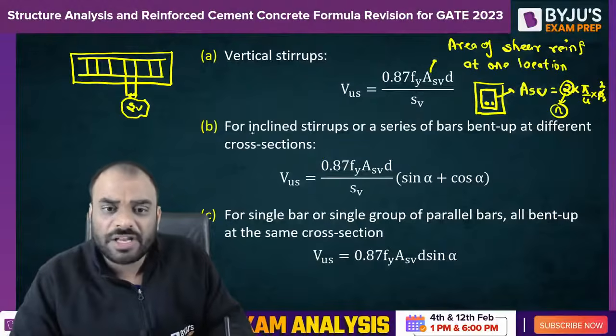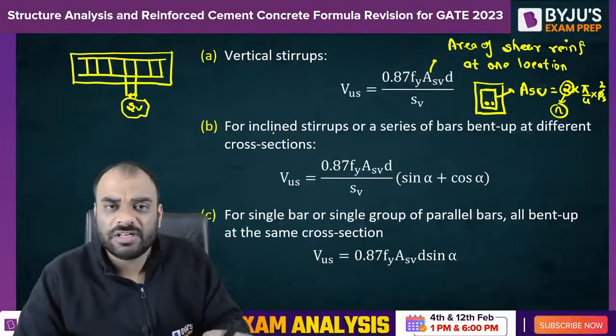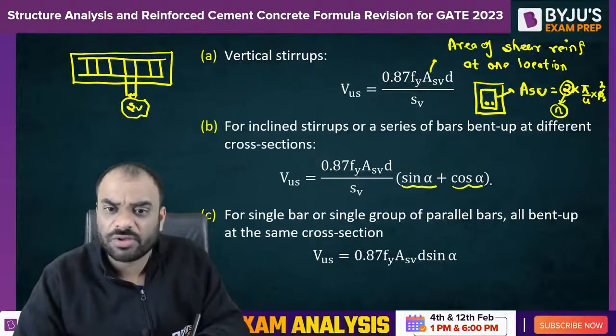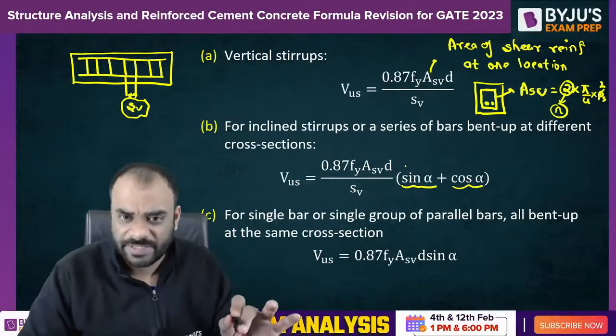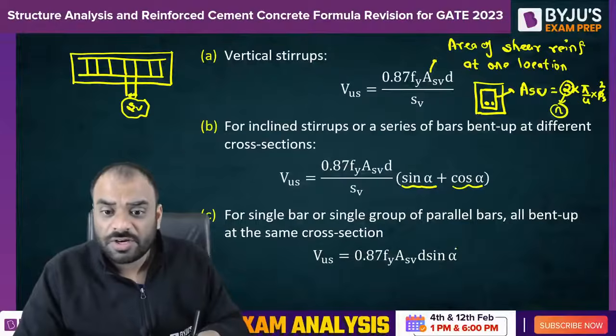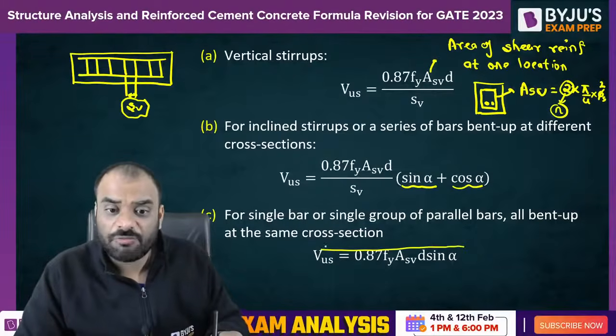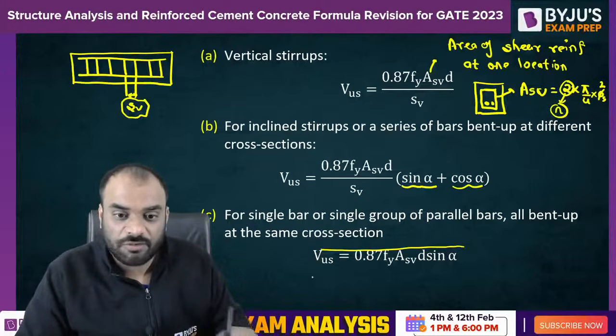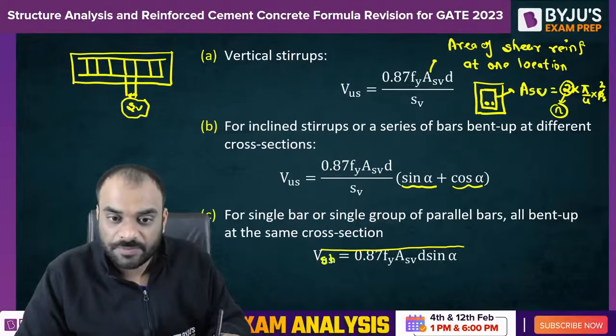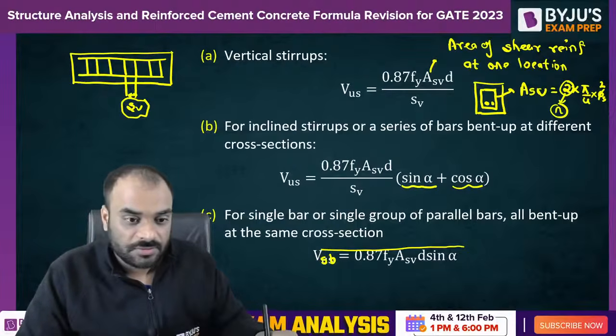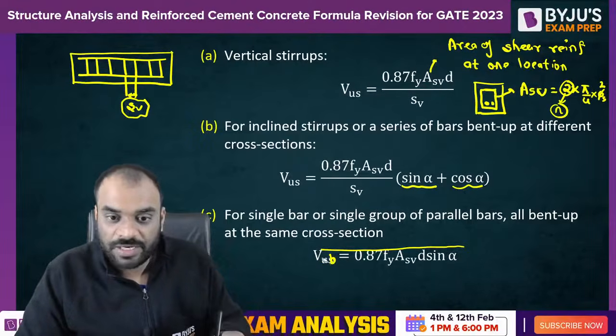Clear? For inclined stirrups, you just have to add one additional part, which is basically sin alpha plus cos alpha. The above formula will remain the same. Clear? Now what is the strength of bent up bar? What is the strength of bent up bar? VSB. What is the strength of bent up bar?